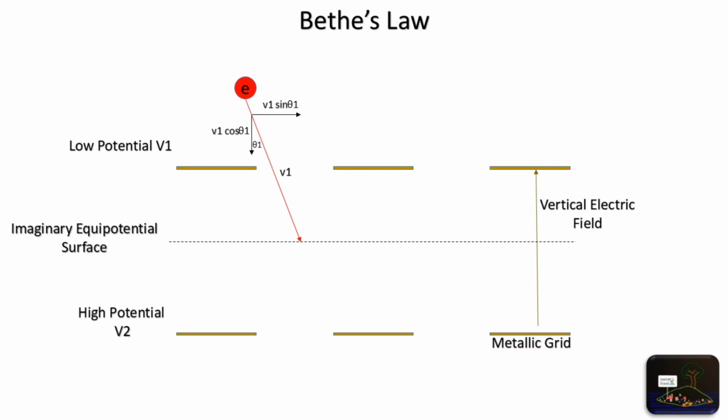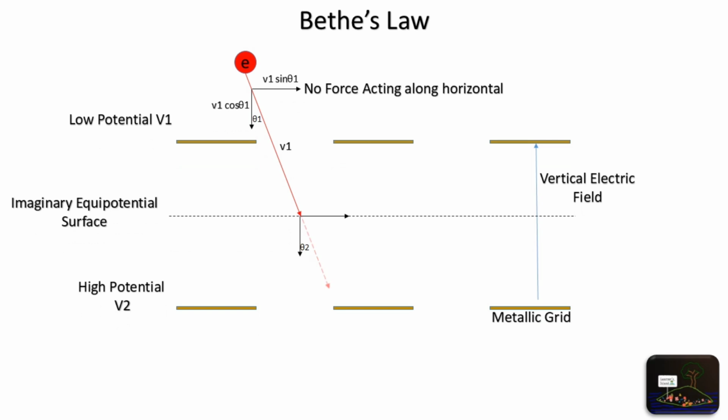Consider, the initial velocity of the electron is small v1, which can be resolved into two components: v1 sin θ1 along horizontal, or x, and v1 cos θ1 along vertical, or y. Remember, the electric field is along the y direction.